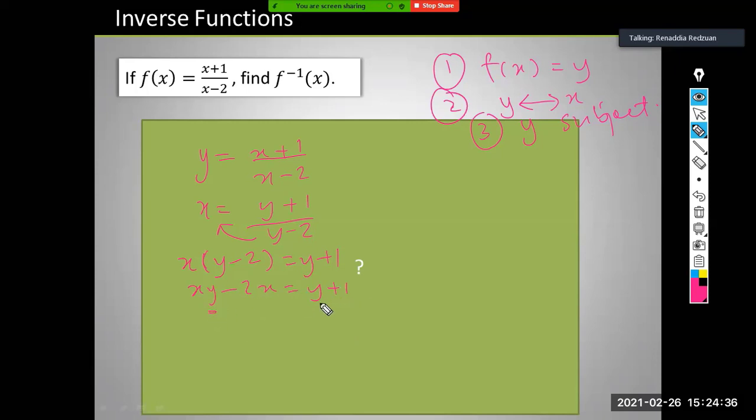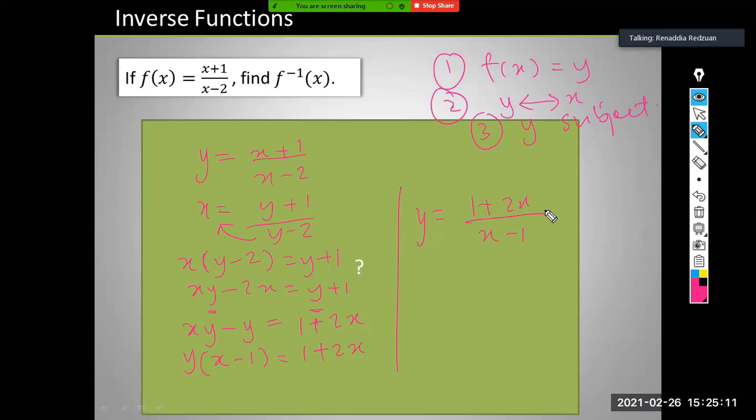Then here we have y, here we have y. Bring y together on the same side, so minus y. Then here we have 1. Bring negative 2x, here it becomes plus 2x. Since we are making y the subject, we need to factorize the y because both terms have y. Factorize y, we get y times (x minus 1) equals 1 plus 2x. So y is equal to (1 plus 2x) divided by (x minus 1).